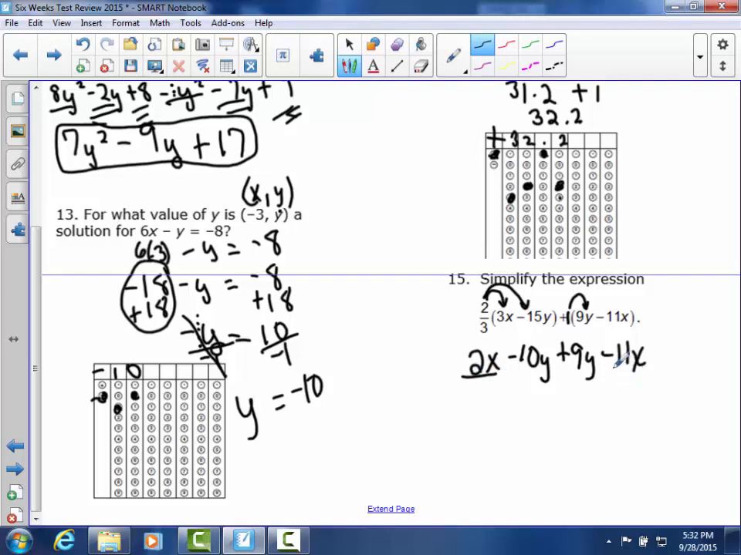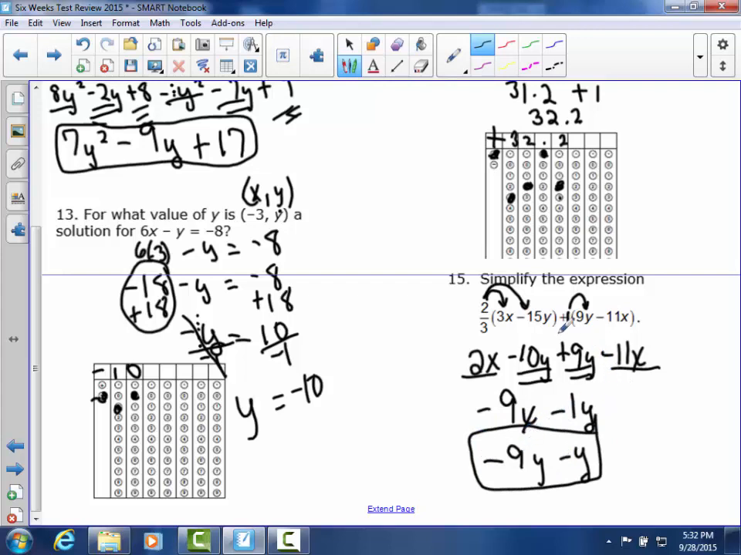Like terms, 2x and negative 11x gives us negative 9x. Negative 10y plus 9y is negative 1y, or simply negative 9x minus y.